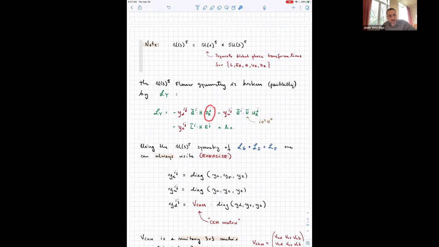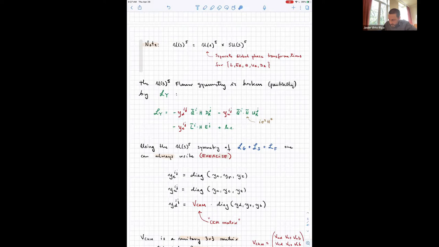In the case of the U-type right-handed quarks, you have to do a trick here. This you can do because SU2 is a pseudo-real representation. So here, sigma 2 is the Pauli matrix. Okay. You can check this explicitly, that this term is also invariant under SU2 transformations. But anyway, this is the extra part of the Lagrangian.